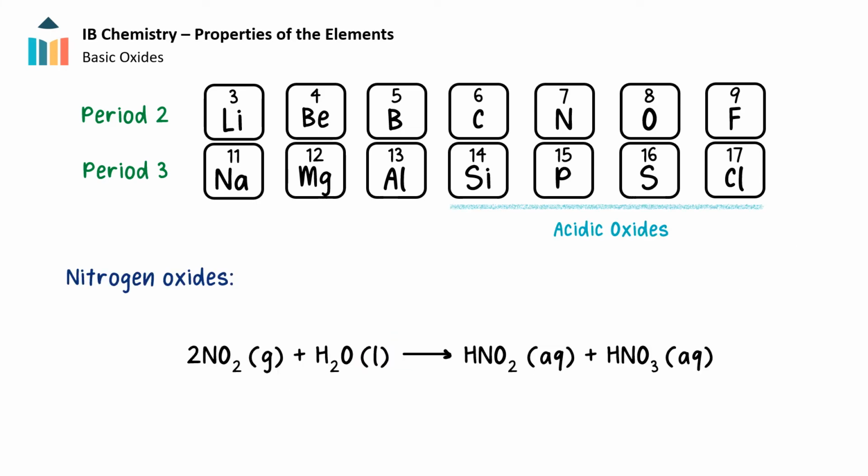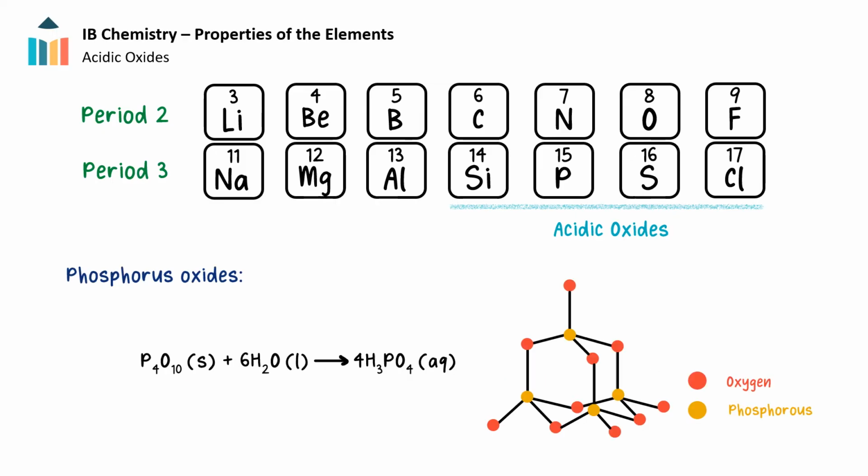Non-metal oxides include NO2, P4O10, SO2, and SO3. Nitrogen dioxide, NO2, dissolves in water to form a mixture of nitrous acid and nitric acid. The phosphorus oxide, P4O10, is a simple covalent compound with a cage-like structure, similar to diamond but one that doesn't repeat in all directions. It readily reacts with water to produce phosphoric acid, a moderately strong acid.